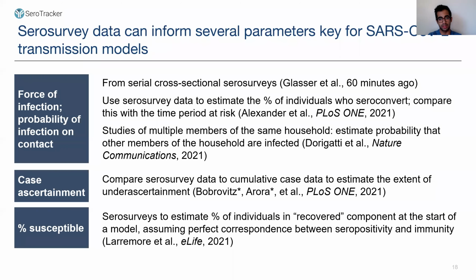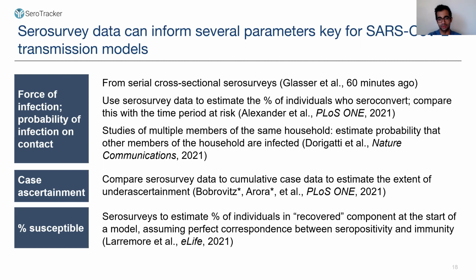Secondly, case ascertainment, as we saw, to take a glance at the extent of under ascertainment in case data, and potentially, if using case data to drive a transmission model, to use this to understand just how many cases have actually been missed. And then finally, using serosurvey data to just estimate the percentage of individuals who might be in the recovered compartment at the start of a model run.